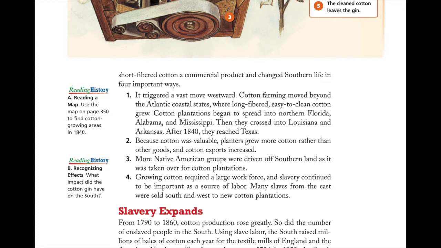2. Because cotton was valuable, planters grew more cotton rather than other goods, and cotton exports increased. 3. More Native American groups were driven off Southern land as it was taken over for cotton plantations. 4. Growing cotton required a large workforce, and slavery continued to be important as a source of labor. Many slaves from the East were sold south and west to new cotton plantations.